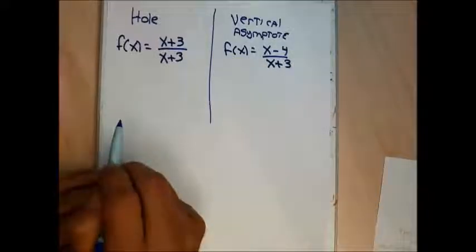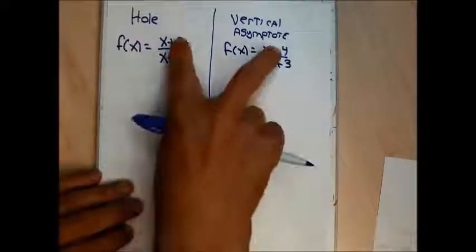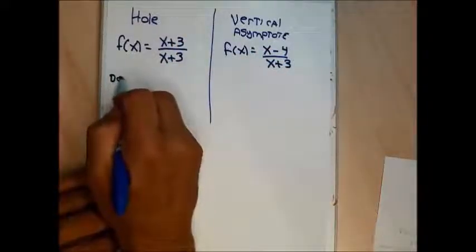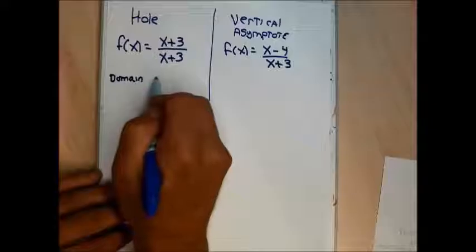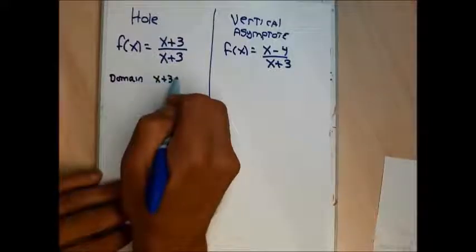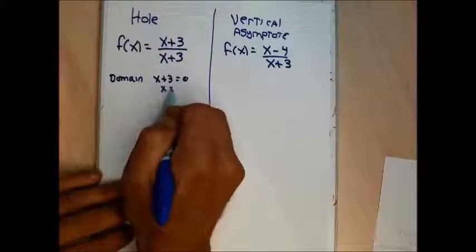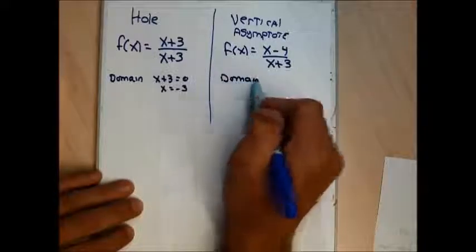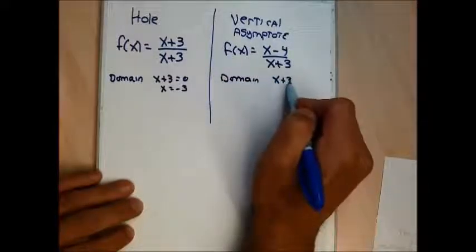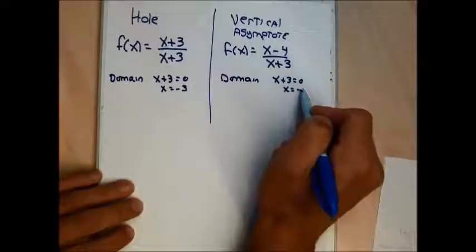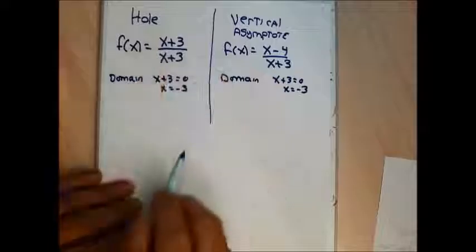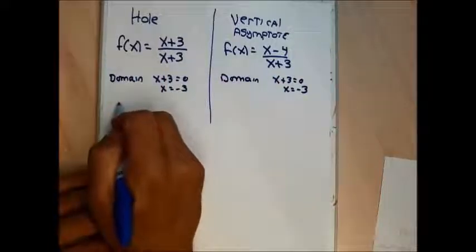To find the domain for each one of these, you're going to ignore the numerator and set the denominator equal to 0. The computation to find the domain in the first fraction is exactly the same as the computation to find the domain in the second fraction, because to find the domain of a fraction, you ignore the numerator, you set the denominator equal to 0.